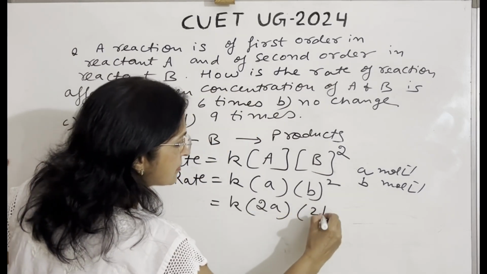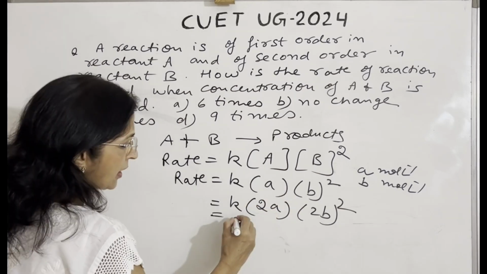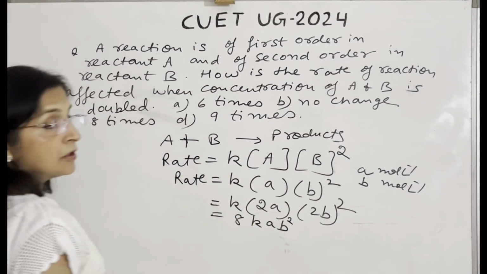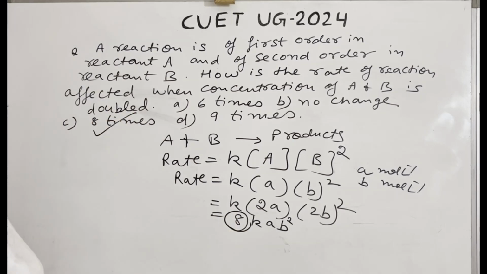Means A से 2A हो गई और B से 2B हो गई. It becomes, the rate of the reaction becomes 8 times. This is the correct choice.